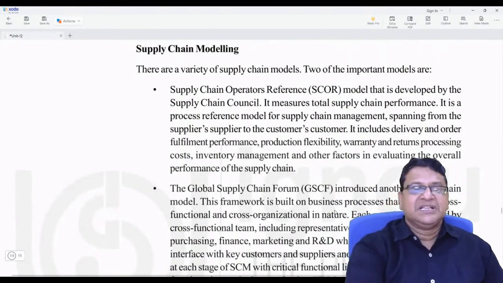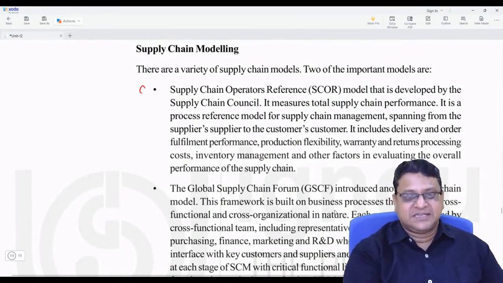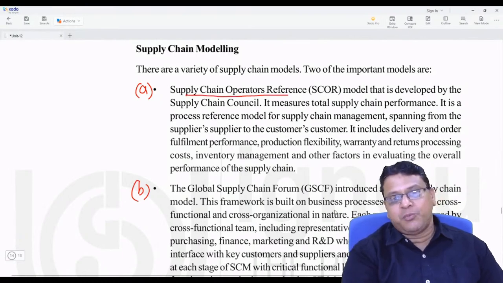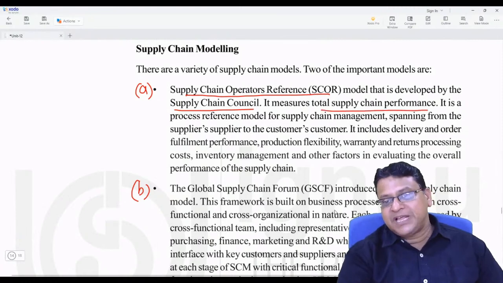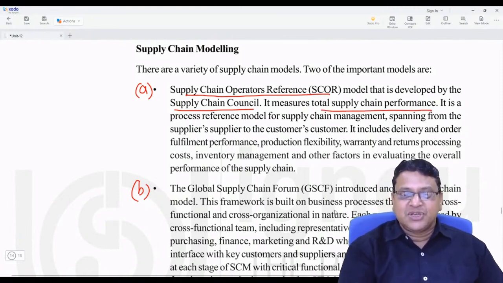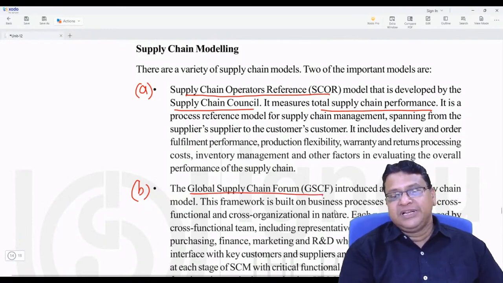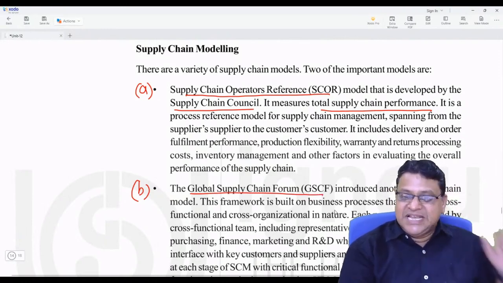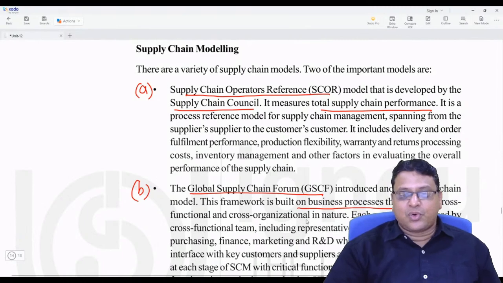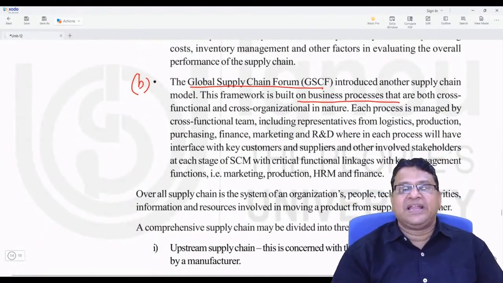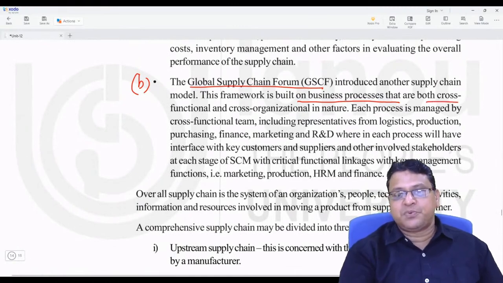International supply chain management generally operates in 2 models. One is the Supply Chain Operations Reference, the SCOR model. It is designed by the Supply Chain Council, and it measures total supply chain performance. Another model is from the Global Supply Chain Forum, the GSCF model. This is built on business processes that are both cross-functional and cross-organizational in nature.